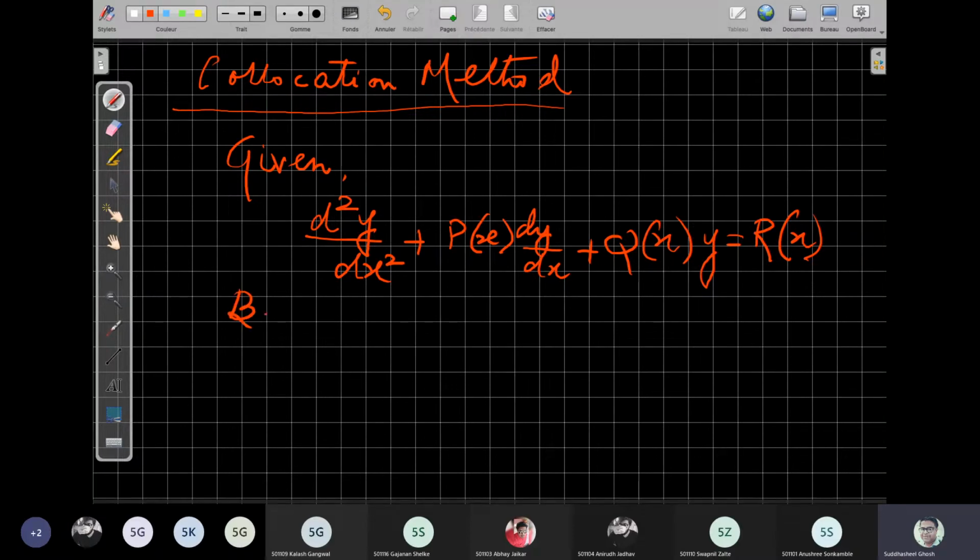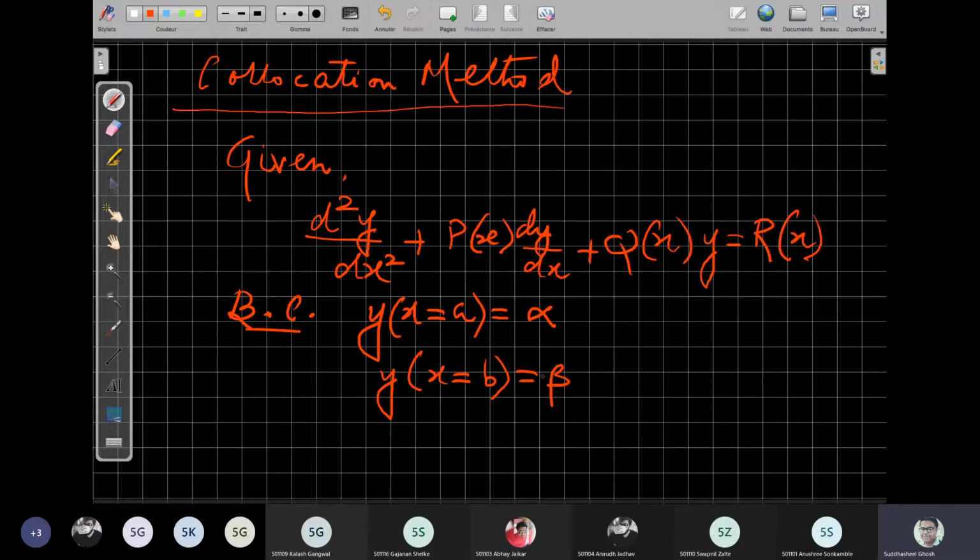So the boundary conditions are, okay, so don't take it the wrong meaning. There is BC, meaning boundary conditions. So what is given is y at x equal to a, it will be given as alpha. Okay, and y at x equal to b, it will be given as beta. So the boundary conditions will be given, along with this differential equation.